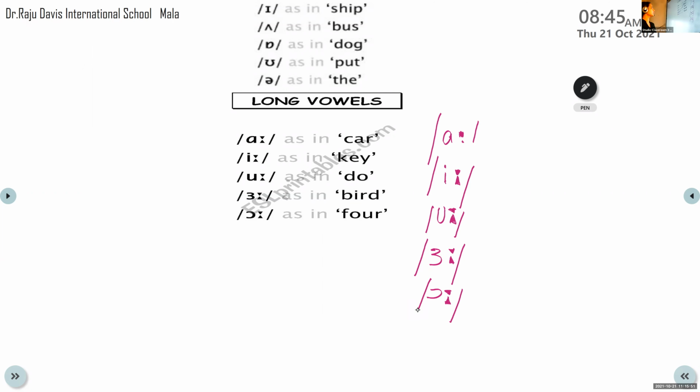Okay, Maya, what is your question? Four, floor, yes, yes. F double O-R, floor. Okay, ma'am. Excuse me, ma'am. Yes, Janvi. Ma'am, can you read the fourth one? Write the words again next to it. Write the symbols again.